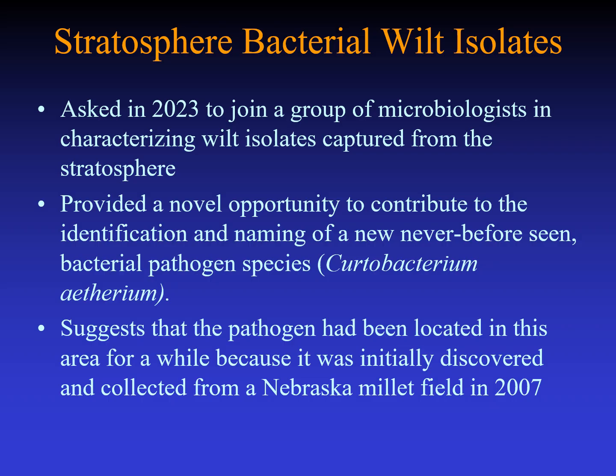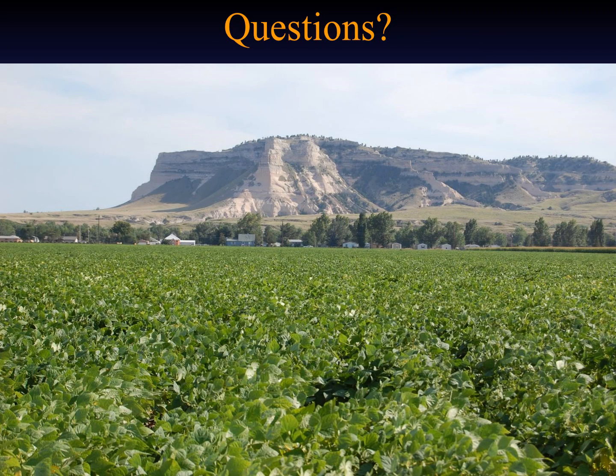Being a part of that group, it's been kind of fun to be part of where a new species was made. And to me, this is the interesting thing: it suggests this pathogen has been around for a while, because it was initially discovered and collected from a millet field in 2007, and it was just in our freezer. And now that particular isolate was the exact same as one that came out of the stratosphere. So anyway, that's just a little by-the-way thing.